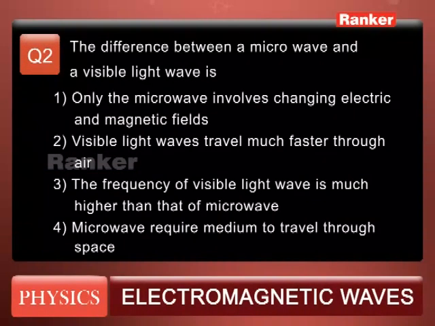Question number 2. The difference between a microwave and a visible light wave is: the first option, only the microwave involves changing electric and magnetic field. Second option, visible light waves travel much faster through air. Third option, the frequency of visible light wave is much higher than that of the microwave. And the fourth option, microwave requires medium to travel through space.